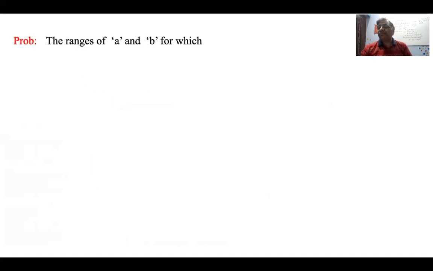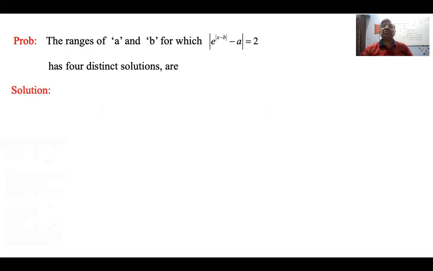What are the ranges of a and b for which e power modulus of x minus b, minus a, modulus, is equal to 2, has 4 distinct solutions? That equation has 4 distinct solutions, right? Modulus of e power modulus of x minus b minus a must be equal to 2. So if I remove the modulus outside, e power modulus of x minus b minus a is equal to plus or minus 2 will come.